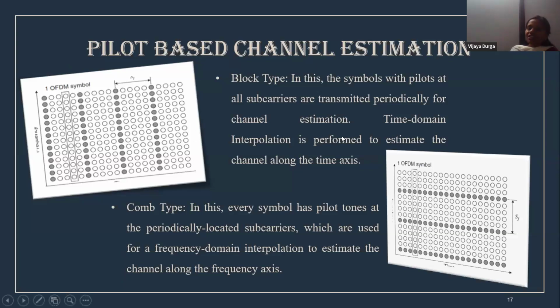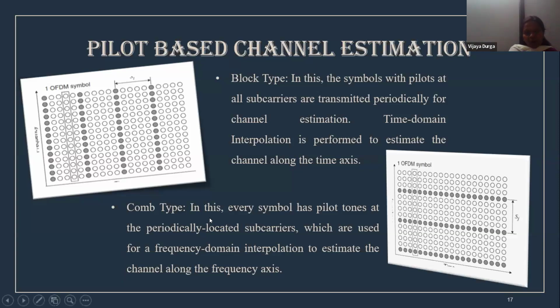Here, time domain interpolation is performed to estimate the channel along the time axis. So like that, you need to estimate the channel first at the pilot carriers, then at the data carriers. Finally, you can estimate all the channels, then apply equalization techniques to eliminate the channel effect.